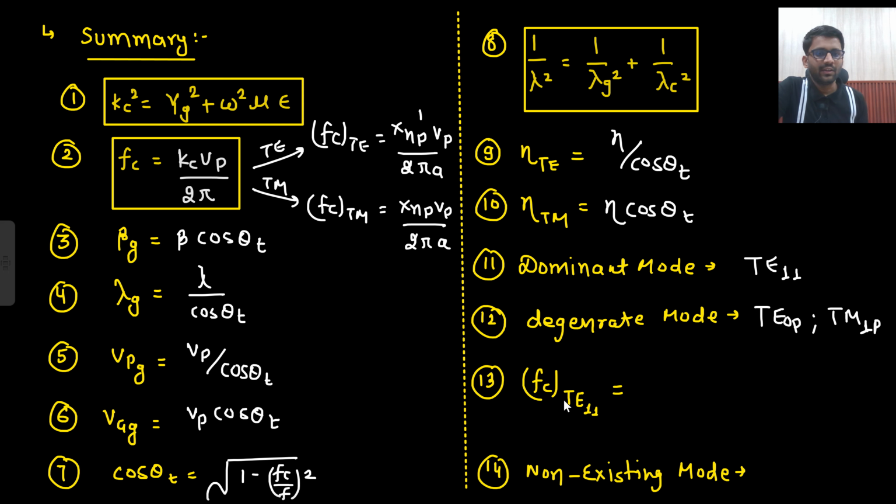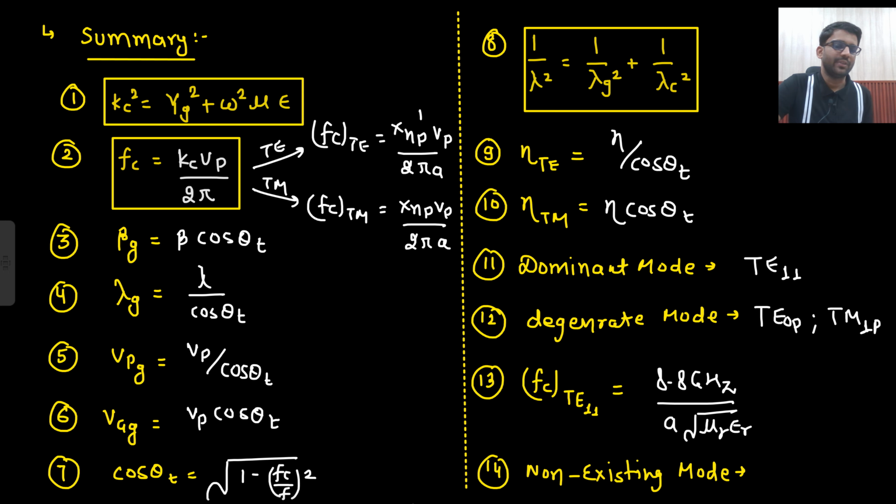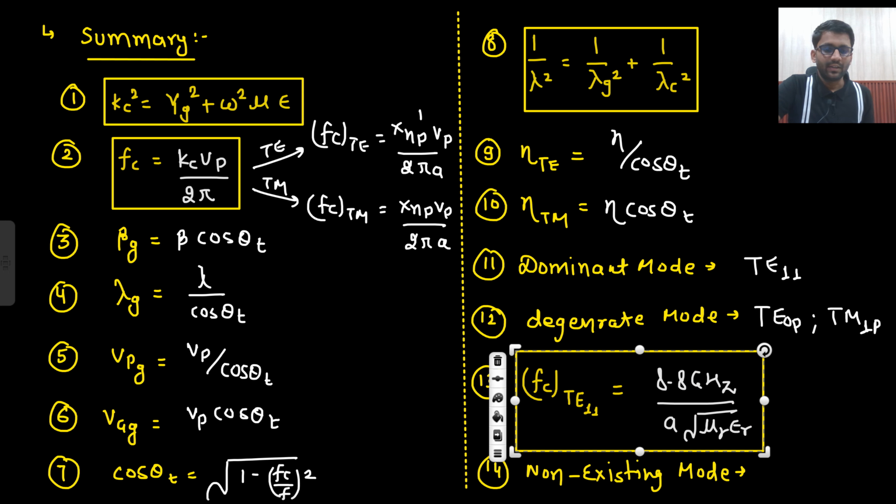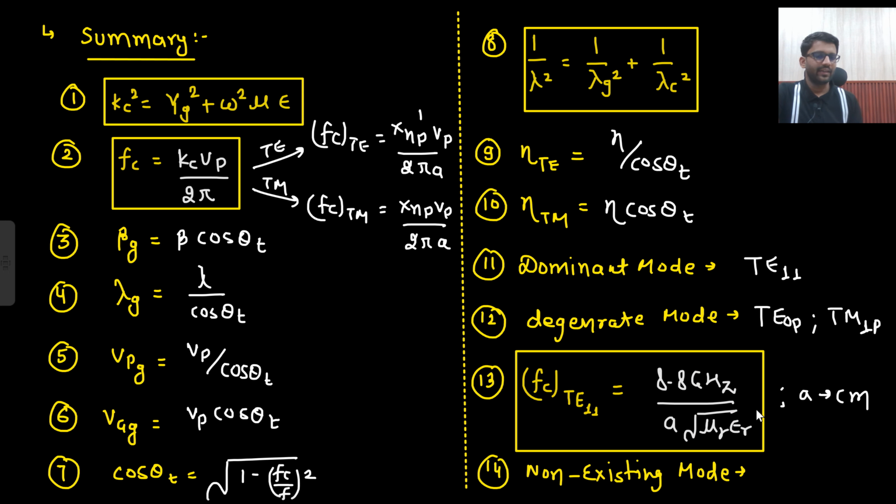What about FC? What about your cutoff frequency for TE11 mode? For that we developed the formula 8.8 gigahertz divided by a, and if the medium is some other dielectric medium, then under root mu r epsilon r would also be there. So this was the formula of FC, with the condition that a is in centimeter. And what are the non-existing modes? P value can never be 0. So TE n0 and TM n0, right? P value can never be 0.